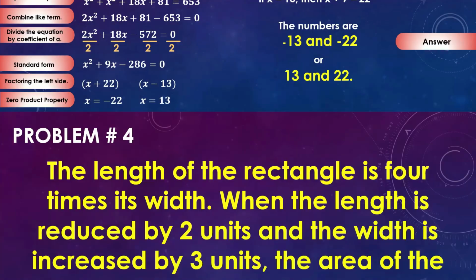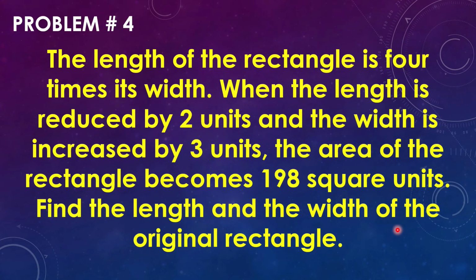Let us now move on with problem number 4. The length of the rectangle is 4 times its width. When the length is reduced by 2 units and the width is increased by 3 units, the area of the rectangle becomes 198 square units. Find the length and the width of the original rectangle.